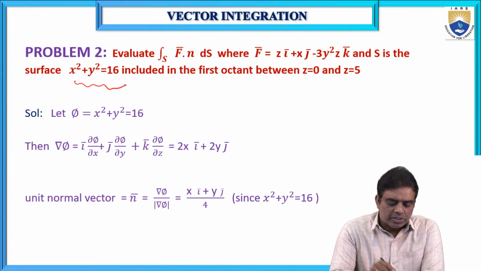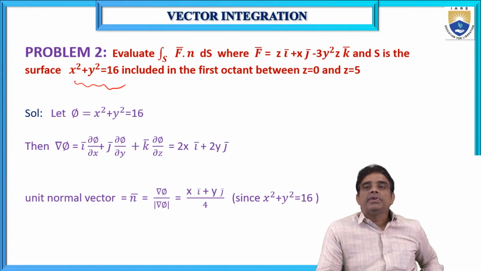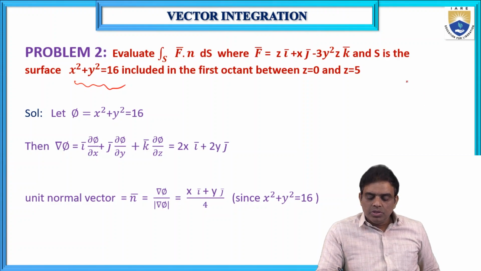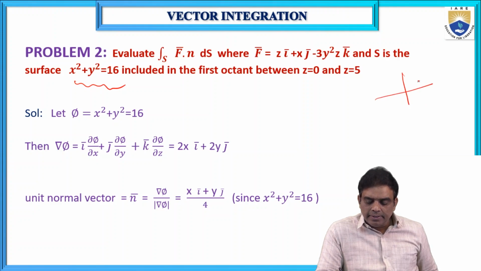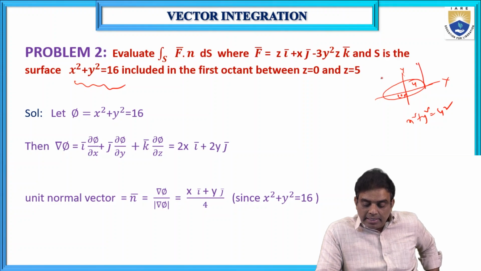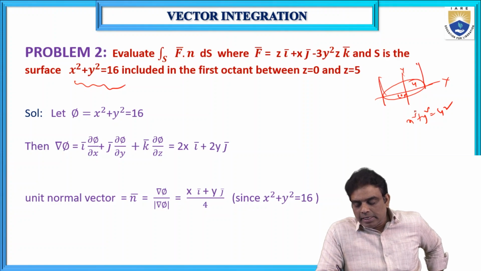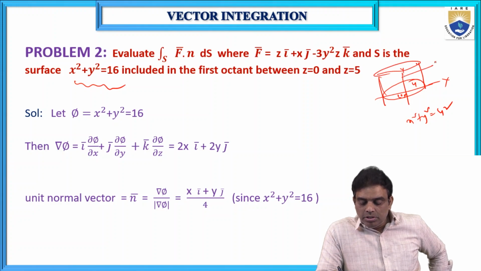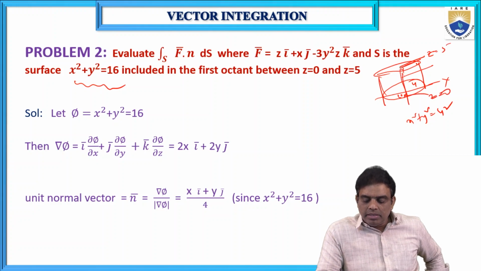Here f bar is given, and the surface is x square plus y square is equal to 16, included in the first octant between z is equal to 0 to 5. What is x square plus y square equal to 16? This is a circle equation having center 0, 0 and radius equal to 4 units. But here z is a variable, from 0 to 5. z equal to 0 means the xy plane, and z equal to 5 is the upper limit, in the first quadrant.